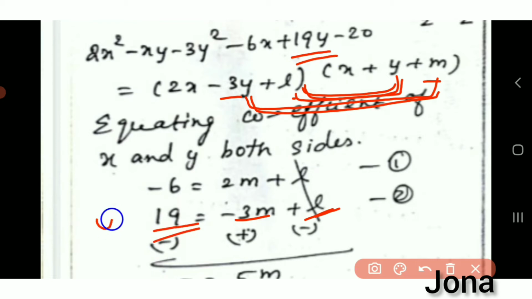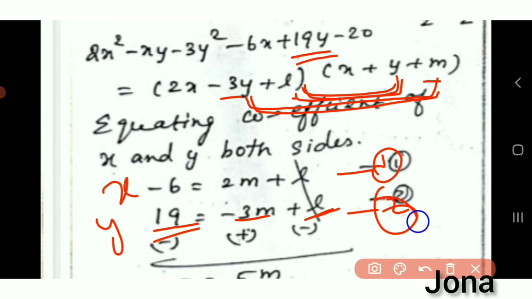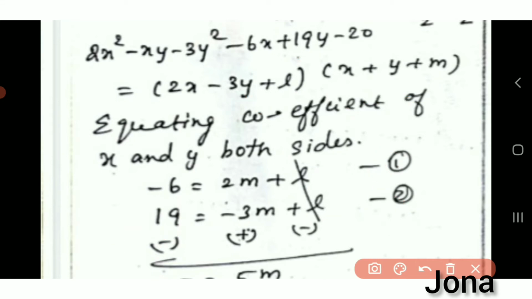This is the coefficient of y. This is the coefficient of x. Okay, we are equating the coefficients of x and y here. Then I want to solve both the equations. So first name these equations as 1 and 2, and then we want to solve these two equations.